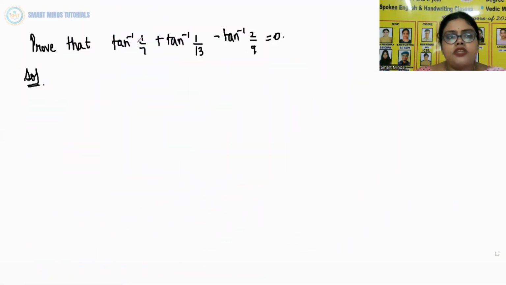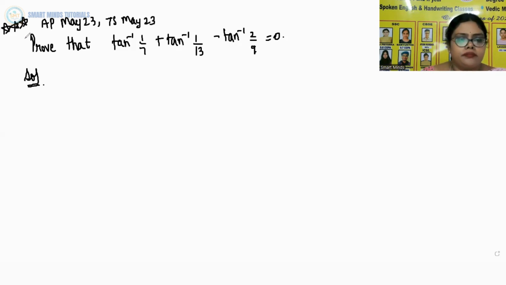Now take this question. This is an important question from inverse trigonometric functions. And this question appeared in AP May 23 and also in TS May 23. Very, very important. So first let us take LHS. LHS is tan inverse 1 by 7 plus tan inverse 1 by 13 minus tan inverse 2 by 9.